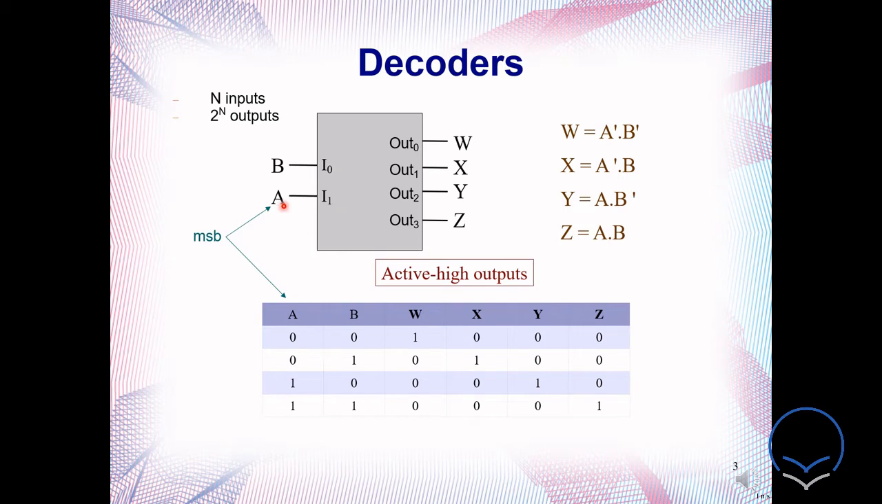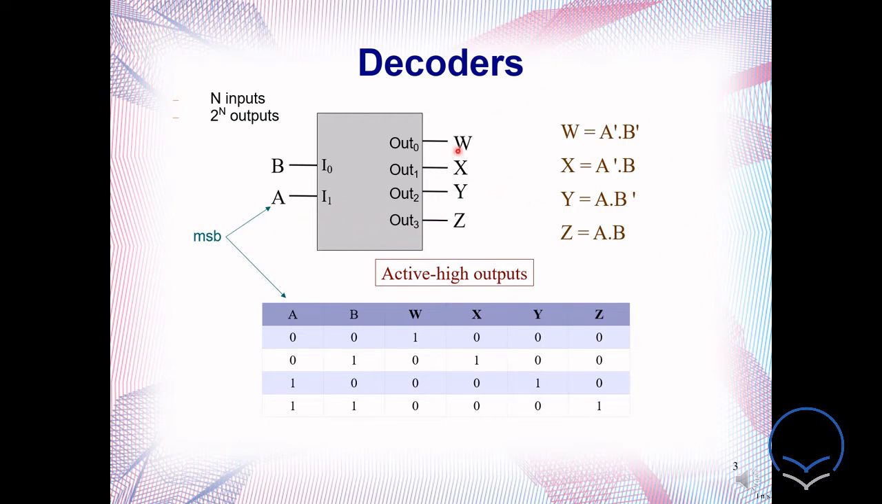So this is our MSB, this is our LSB, A and B. Right? So most significant and least significant bit. With 2 bits we have four combinations, 0, 0 to 1, 1. If we have 0, 0, then we'll be selecting output 0. If 0, 1, then selecting output 1 or X. If 1, 0, then output 2 or Y, and 1, 1, then output 3, right?